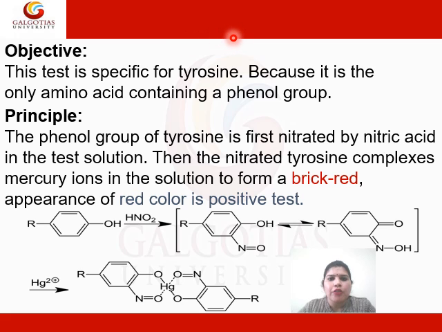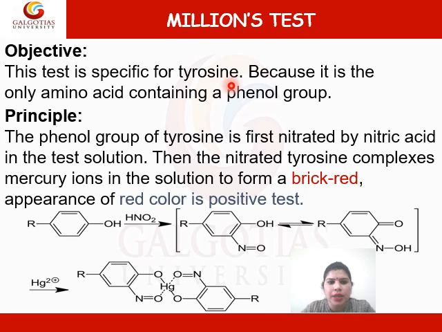Millon's test. Phenolic amino acids such as tyrosine and its derivatives respond to this test. Compounds with a hydroxybenzene radical react with Millon's reagent to form a red colored complex. Millon's reagent is a solution of mercury sulfate in sulfuric acid. The objective of this test is the identification of tyrosine, because it is the only amino acid containing a phenol group.